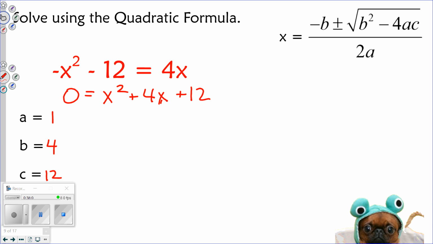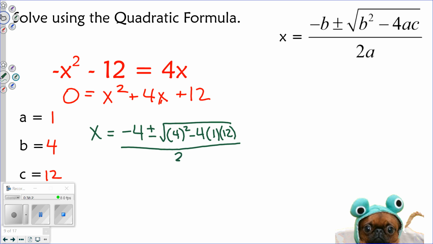All right. So let's plug it in the formula. Negative B plus or minus square root B squared, 4 squared, minus 4 times A times C all over 2 times A. Make sure your fraction bars are long enough.